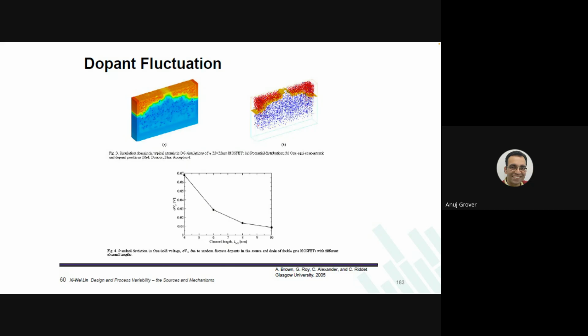What else is random dopant fluctuations? Yes, if the electric field changes, then the mobility will also change. What else? Can they be stuck in the lattice? That is a process of ion implantation. So what is ion implantation?